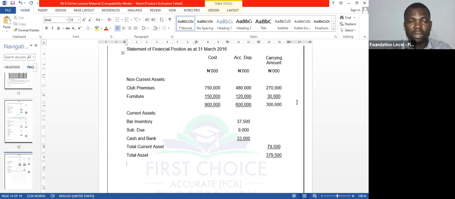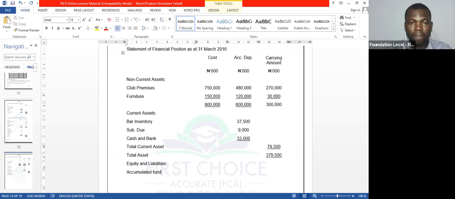So let's start with our equity and liability. What is the equity we have? Remember, I said we don't have equity. What we're going to have is the accumulated fund. Once we have the accumulated fund, we have to ask ourselves, what is the accumulated fund given to us?